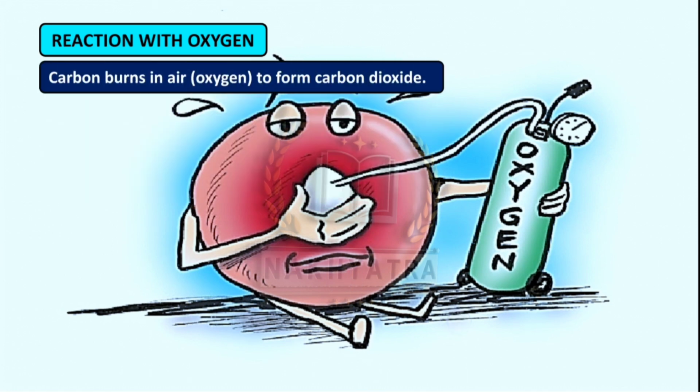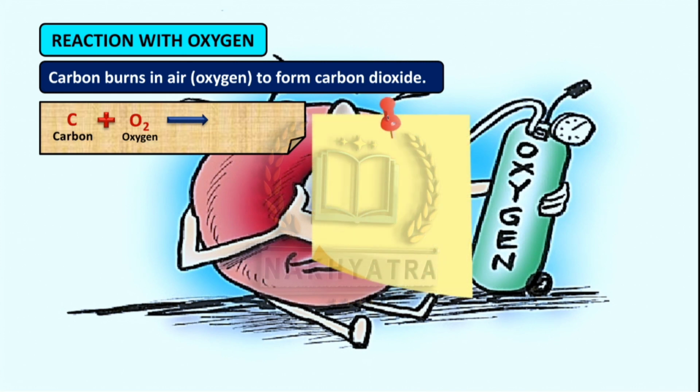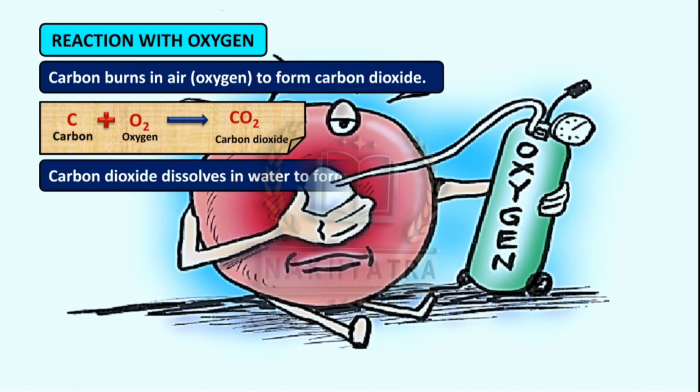Clear everyone? Okay, now let us see. Carbon burns in air, that means in the presence of oxygen, to form carbon dioxide. So see the reaction: carbon plus oxygen gives carbon dioxide. Now we know that carbon has a valency of 4 and oxygen has a valency of -2. So we get the formula CO2, that means carbon dioxide. This is the reaction for carbon dioxide when carbon reacts with oxygen.